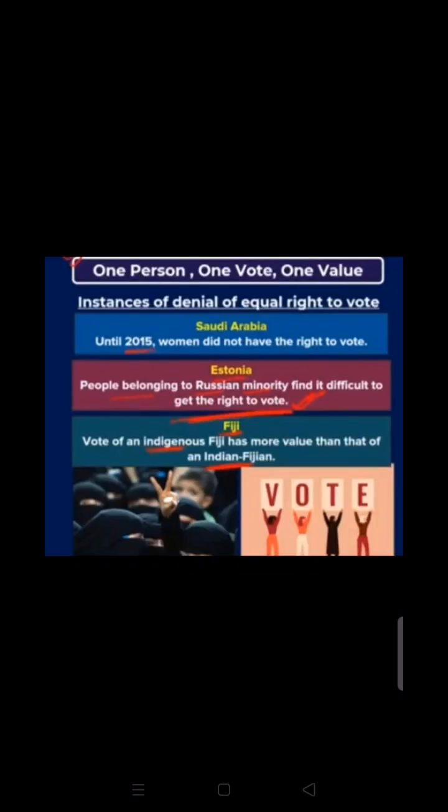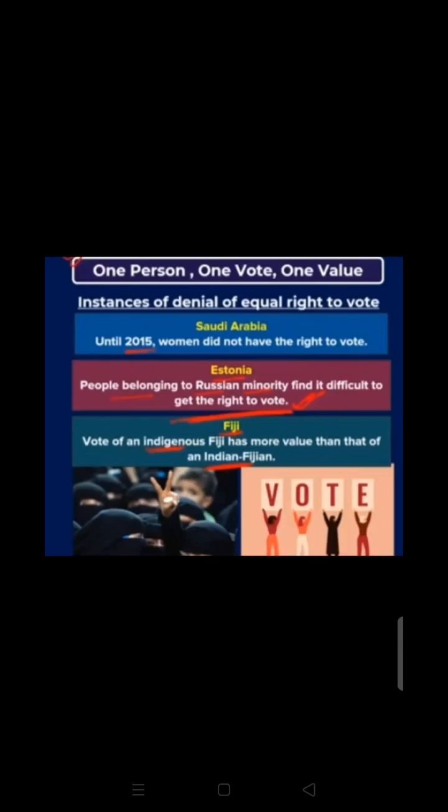Another feature of democracy is one person, one vote, and one value. This principle has now come to be accepted almost all over the world. But there are many instances of denial of equal rights to vote. In Saudi Arabia, until 2015, women did not have the right to vote. And Estonia has made its citizenship rules in such a way that people belonging to the Russian minority find it difficult to get the right to vote. Means those in the minority do not have proper right to vote.